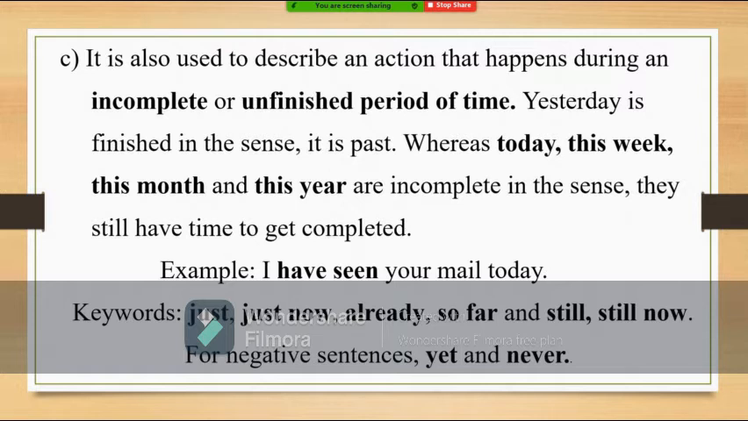Yesterday is finished in the sense it is past, whereas today, this week, this month, and this year are incomplete in the sense they still have some time to get completed. For example, I have seen your mail today. Here today is an unfinished or incomplete period of time. So we can use present perfect tense.